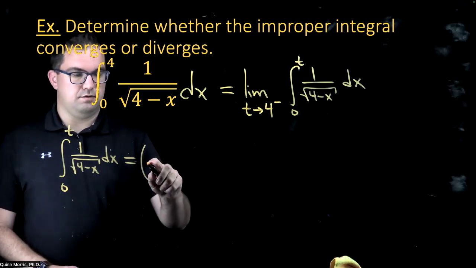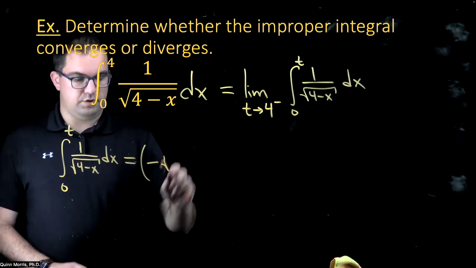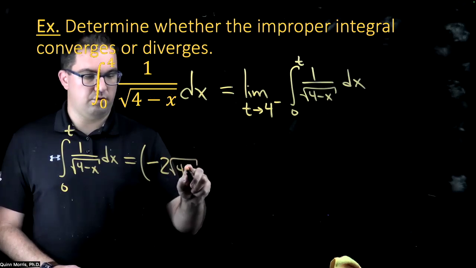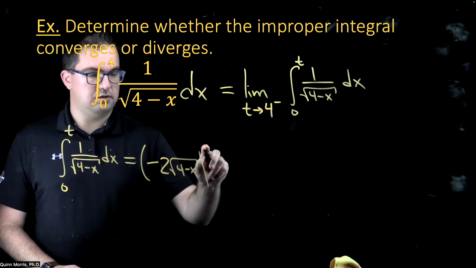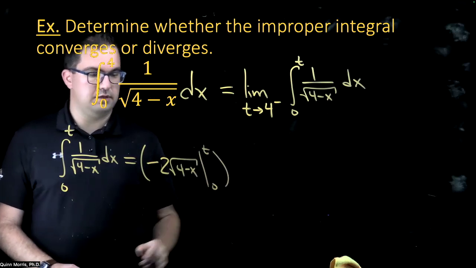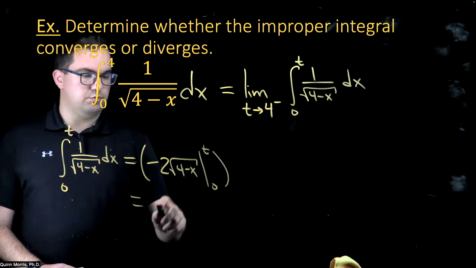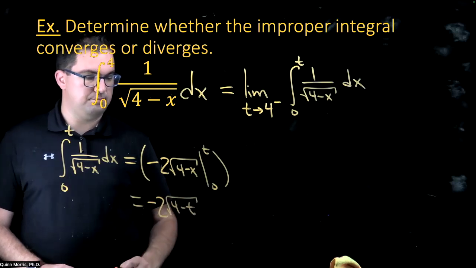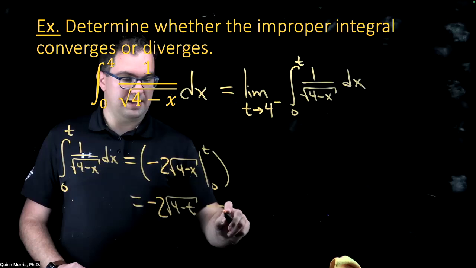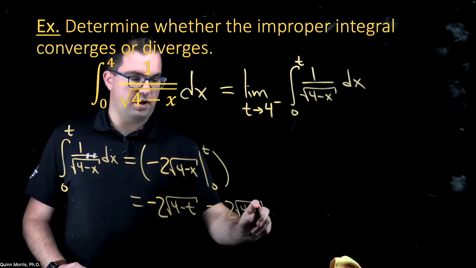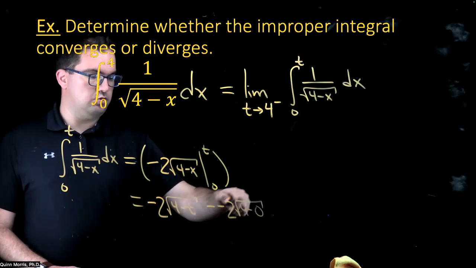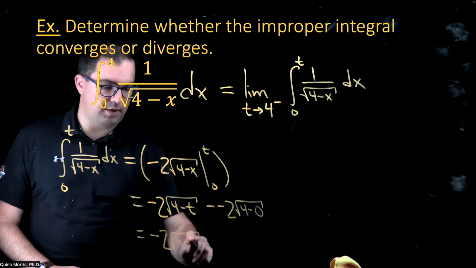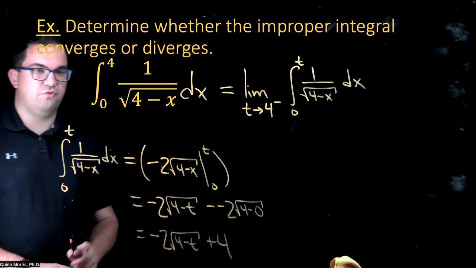So the antiderivative here is minus 2 square root of 4 minus x. And we're going to evaluate at t and 0. Take a difference. And so this will be minus 2 square root of 4 minus t minus negative 2 square root of 4 minus 0. As before, this term will simplify to a plus 4. I'll get minus 2 square root of 4 minus t plus 4.